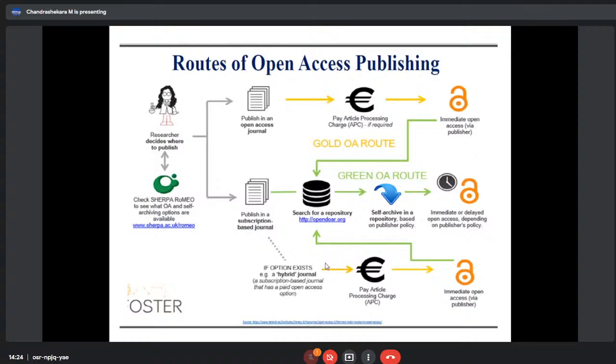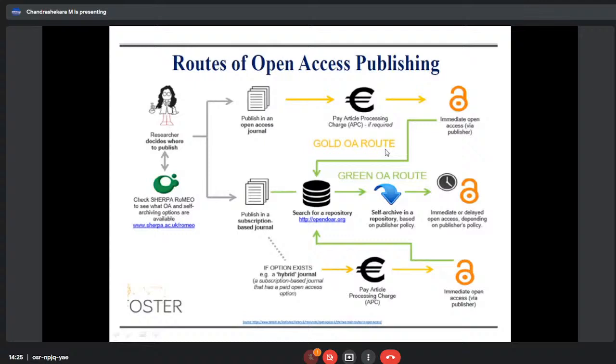See here: the researcher decides where to publish, and they have to check where. Check SHERPA/RoMEO to see what open access and self-archiving options are available. If you visit this site, you can decide in which journal you have to publish. Then, if publishing in an open access journal, pay article processing charges, APC, if required. Sometimes they collect, sometimes they don't. So this is one route, the gold open access route.